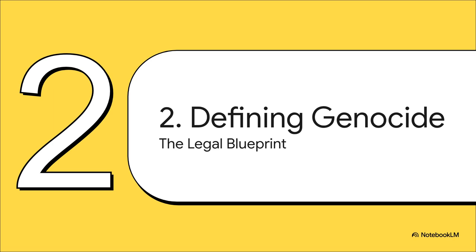So before the commission could even think about looking at evidence, they had to lay down the law. Literally. They start by defining exactly what genocide means from a legal standpoint. This is the foundation for everything that follows.